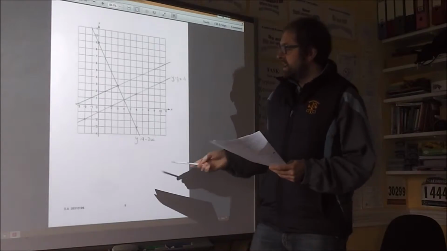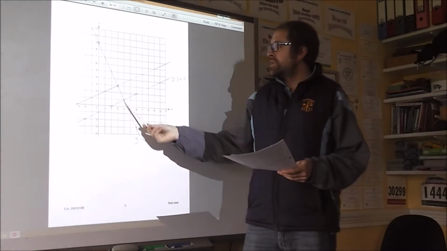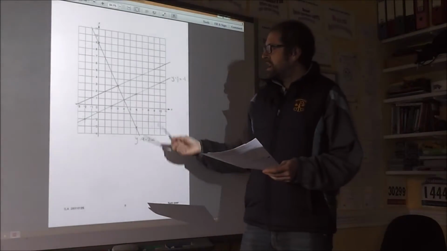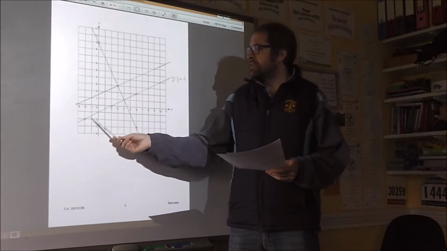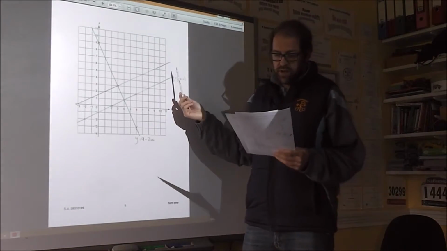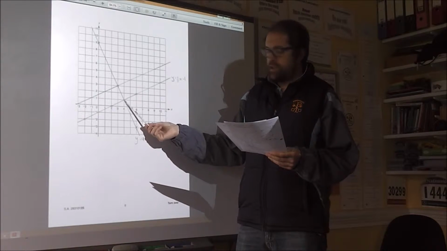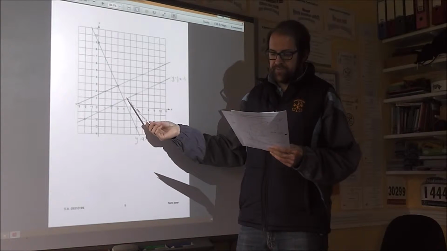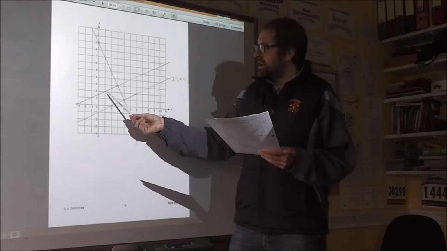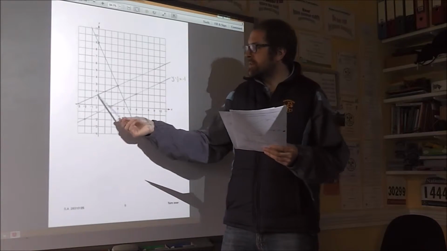If we look at the lines, there is 9 minus 2x labelled, and there is half x minus 1 labelled. The coordinates where they meet is (4, 1). There we go. A parallel line that goes through (3, 3) is this one here.